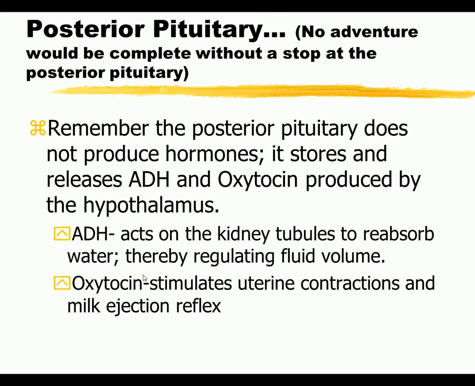All right, the posterior pituitary. No adventure would be complete without a stop there. Remember, the posterior pituitary does not produce hormones. It stores and releases ADH and oxytocin. ADH acts on the kidney tubules to reabsorb water, thereby regulating fluid volume. That's very important to remember its action. Oxytocin stimulates uterine contractions and milk ejection reflex. So we're mainly going to be focusing on ADH, which acts on the kidney tubules to reabsorb water, thereby regulating fluid volume.